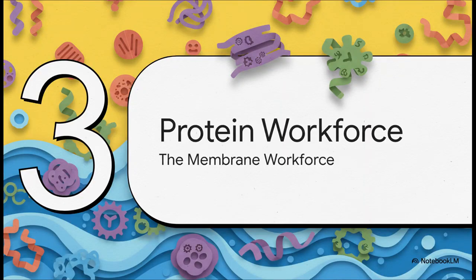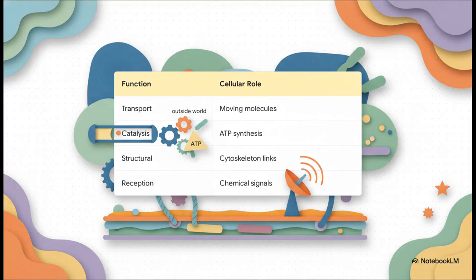Now that we've got our lipid foundation laid out, let's move to Section 3, proteins, the membrane workforce. While the lipids are providing the structure, the proteins are the ones doing the heavy lifting. In fact, membrane proteins account for about 30% of all the proteins encoded by the animal genome. That's huge. Their essential roles are incredibly vast.